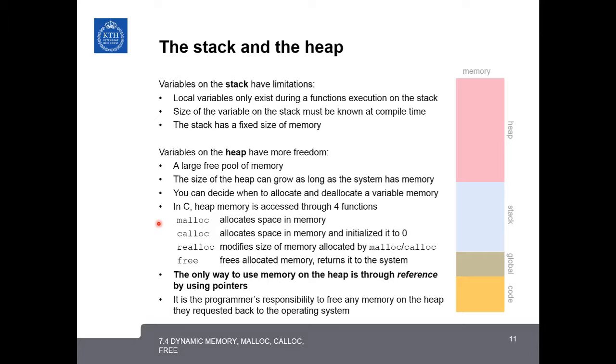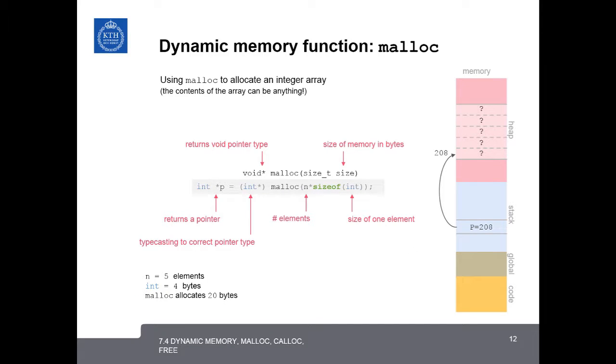You have malloc, which creates space in memory, calloc, which allocates space in memory and initializes it to 0, realloc, which modifies the size of memory allocated by the previous 2 functions, and free, which gives the memory back to the operating system. An important point is that the only way to use memory on the heap is through reference by using pointers. It's the programmer's responsibility to free any memory on the heap they requested and give it back to the system. Now let's look at malloc, the most commonly used function for memory allocation in C.